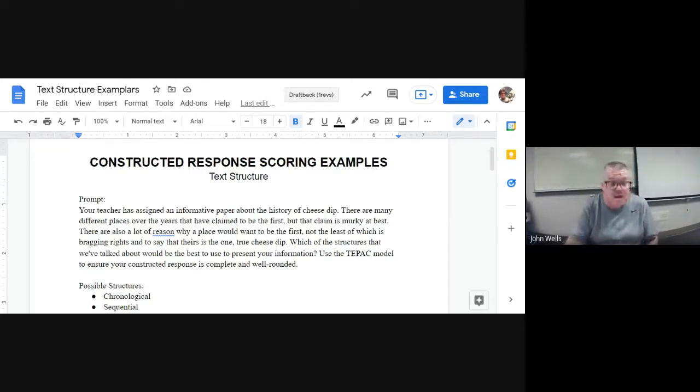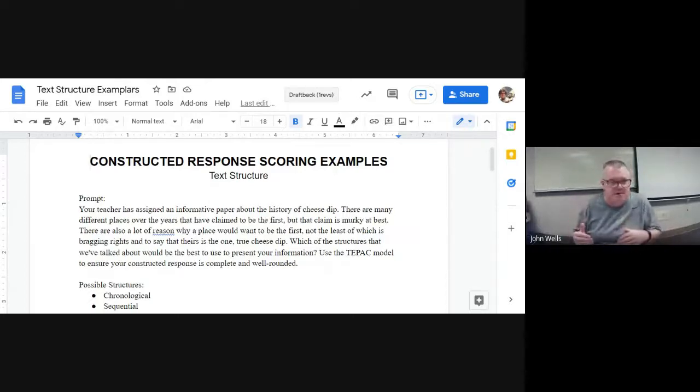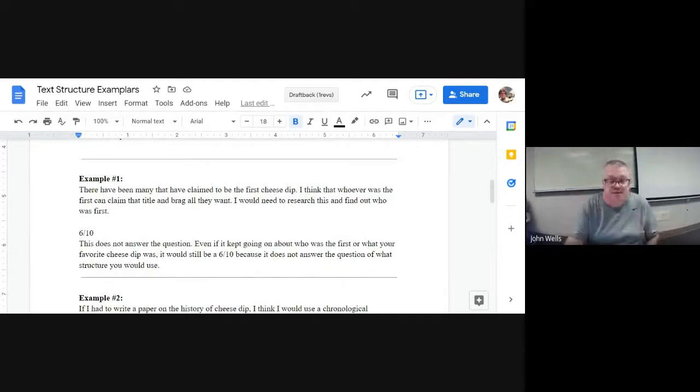Let's assume that your teacher has asked you to write about cheese dip, of course. And then what would be the best structure to use and why? And again, you would have to start to think of, well, what about cheese dip? About the history of cheese dip, am I looking at which structure would be the best to use there? Let's take a look at some examples here.